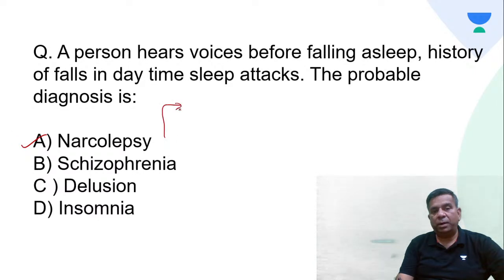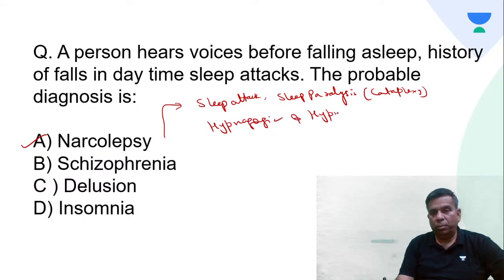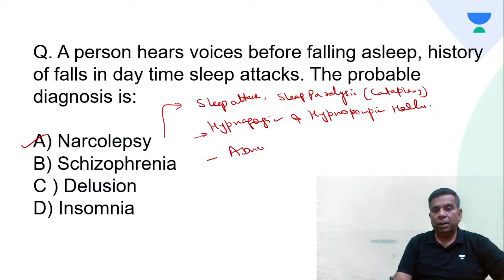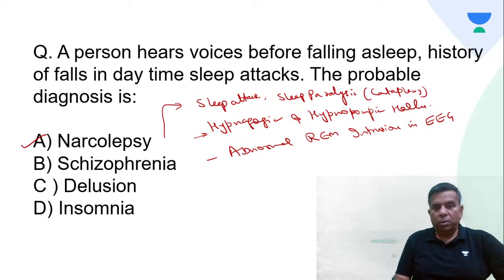It's narcolepsy. We know it's a pentad of sleep attack, sleep paralysis, cataplexy, hypnagogic and hypnopompic hallucination, and abnormal REM intrusion in EEG. So there is a REM that will come in the EEG. So hypnopompic, hypnagogic. Gogic is while going to sleep. Pompic is while waking up from sleep.